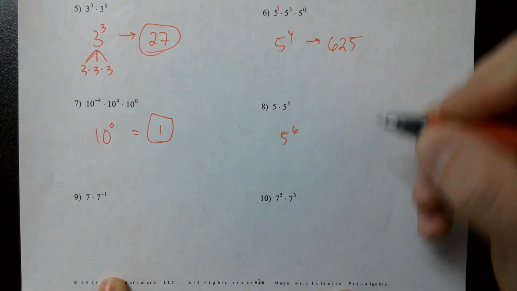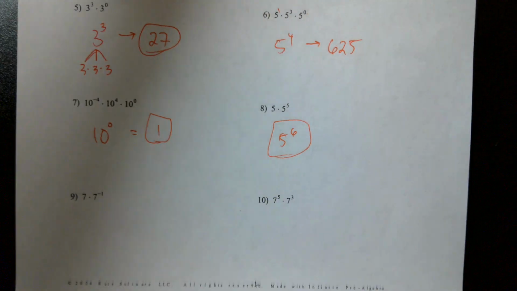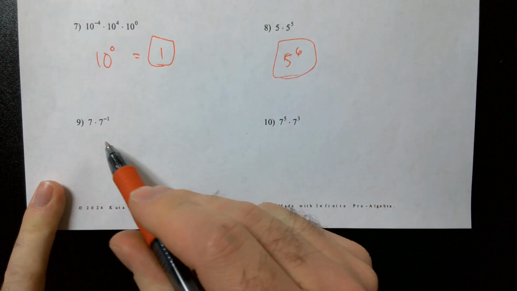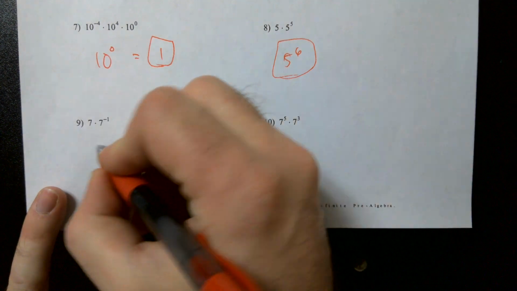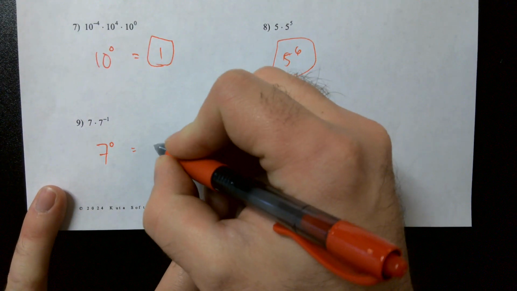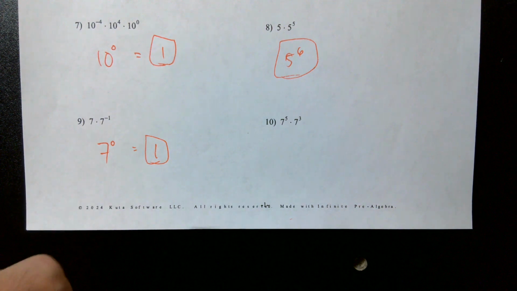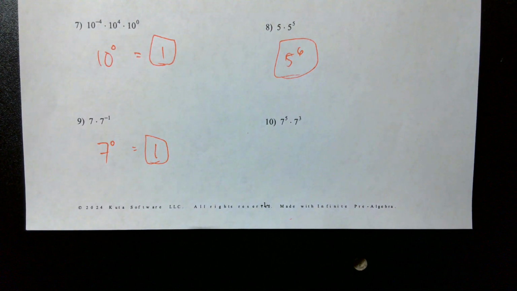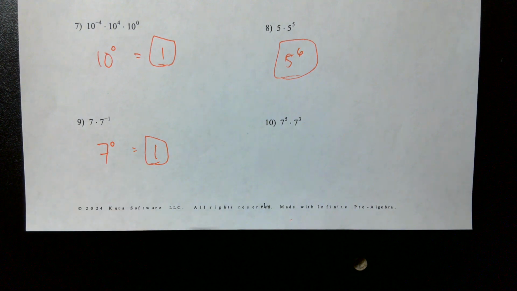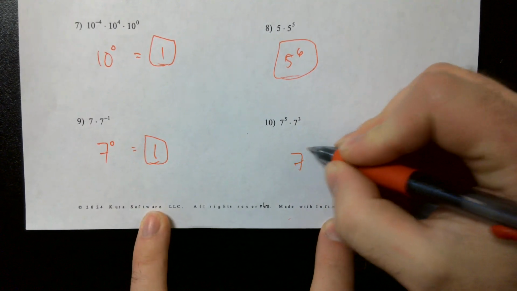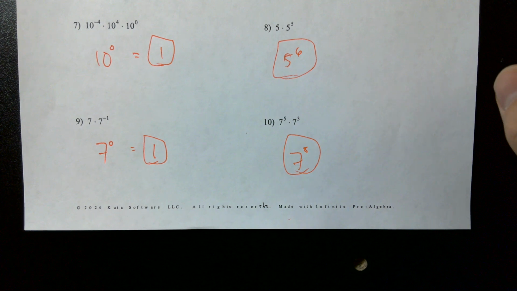Number 8, we get 5 to the 6th. I'm not going to work that out. Number 9, what do we get for number 9? 7 to the power of 0. What's that equal to? 1. 7 to the power of 1 is 7, right? So 7 to the power of 0 is just 1. It's kind of a complicated explanation as to why, but just know if you raise something to the power of 0, you're going to get 1. Number 10, we get 7 to the 8th. It's going to be too big of a number to work out, so I'm going to leave it like that.